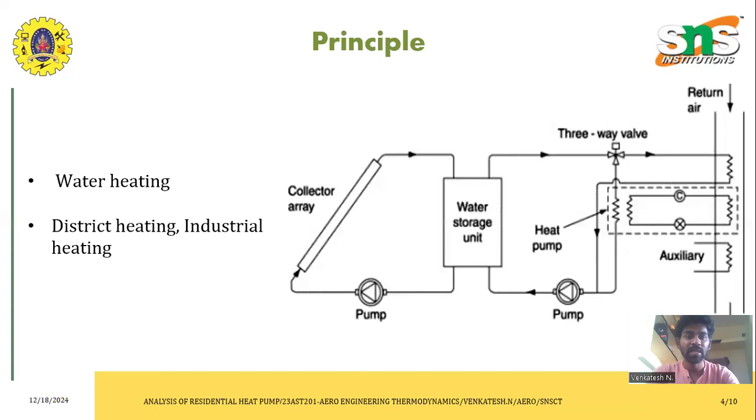The principle of a heat engine applies to water heating, district heating, and industrial heating. The heat pump has a collector array and a pump, a water storage unit, a three-way valve here, the return here, and the access unit here.